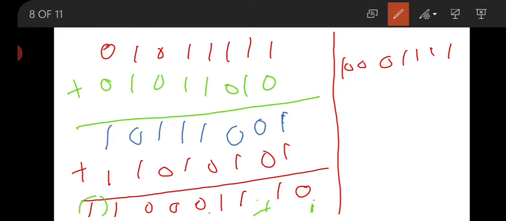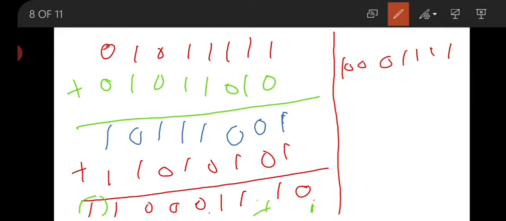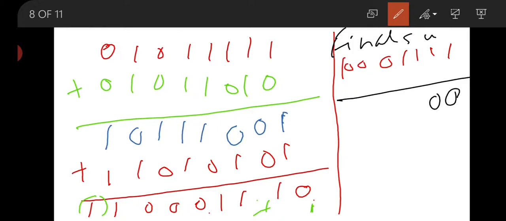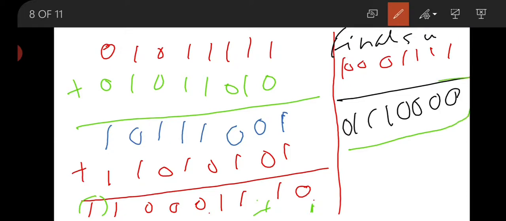Now we have to calculate the complement of this sum. Find the complement: 1 is converted into 0, and 0 is converted into 1. Now 1 is complemented as 0, so 4 times 0 and triple 1, 1, 1, 1, 0. This is your checksum.